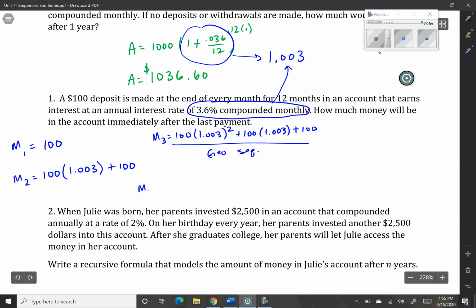So if I wanted to find the value in month 12, it would be 100 times 1.003 to the 11th power. That would be the last term that we'd have there, plus a bunch of stuff. I'd have a plus 100 times 1.003, plus 100. So we can see this pattern, and it looks very similar to some of the things that we did in other problems earlier in this chapter, noticing it's geometric in nature. Now, from this pattern, if I can figure out what this value is, I know how much money I would have after the 12th month.